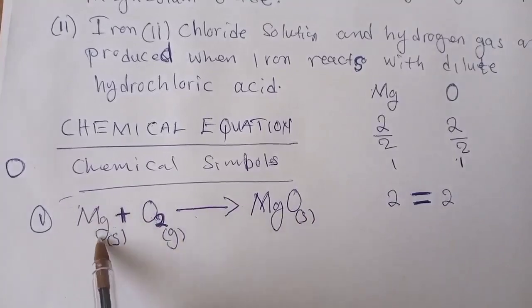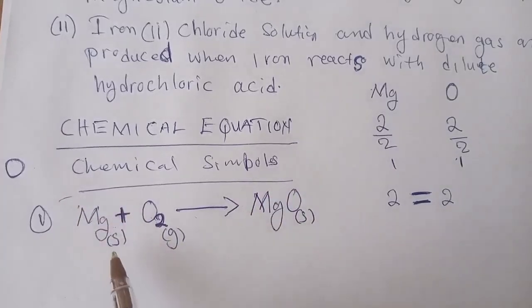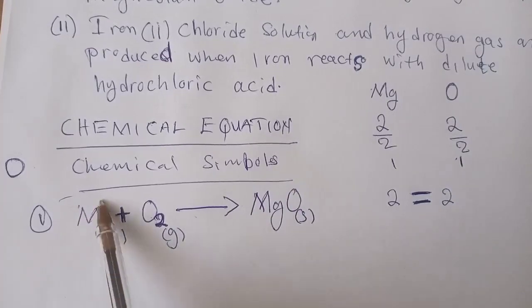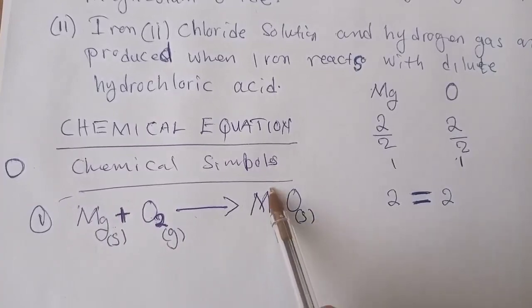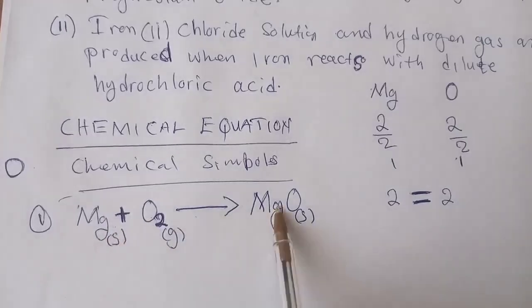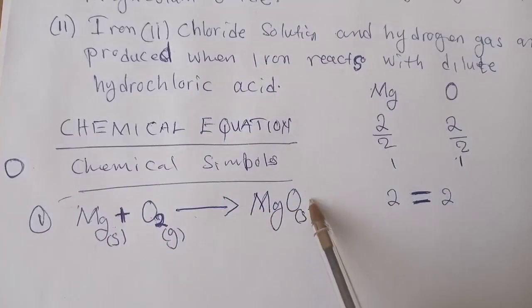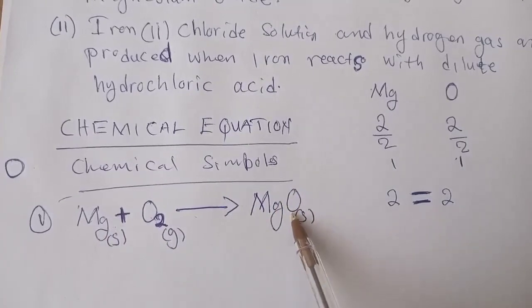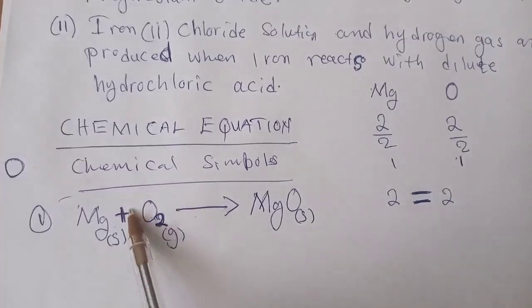We count the number of atoms on this side and this side, individually. Magnesium here: there is 1 magnesium. How about this side? There is 1 magnesium here. It means that magnesium is balanced. How about oxygen? If we look at oxygen here, there is 1 atom of oxygen. How about this side? This side there are 2 atoms of oxygen.